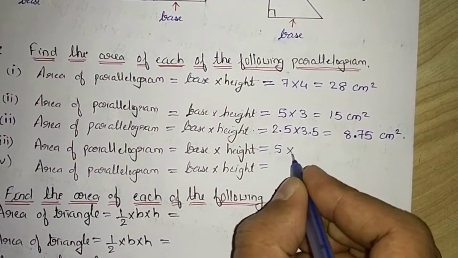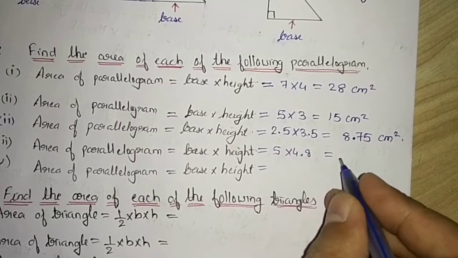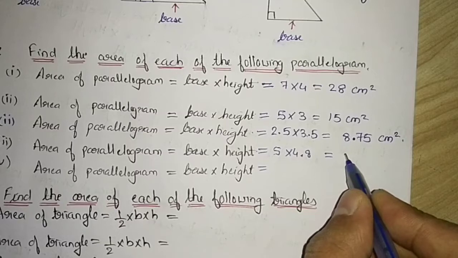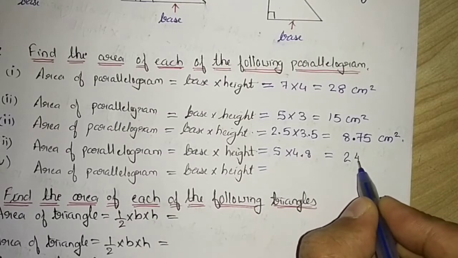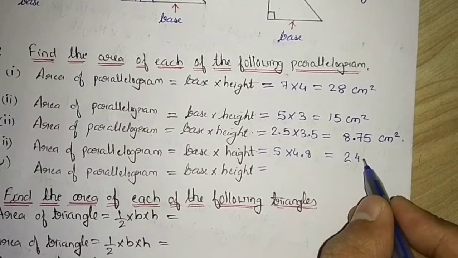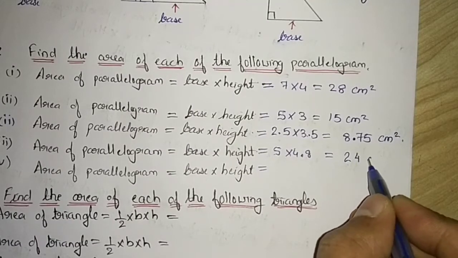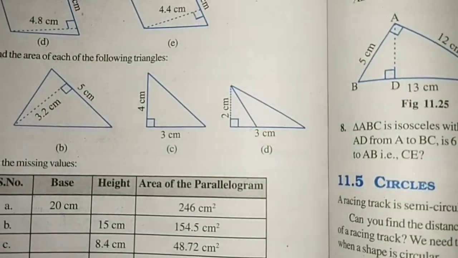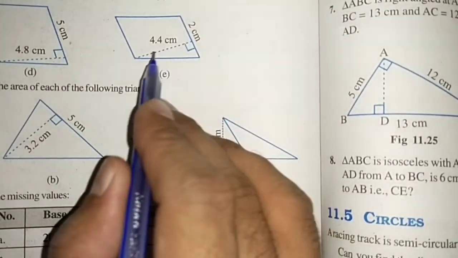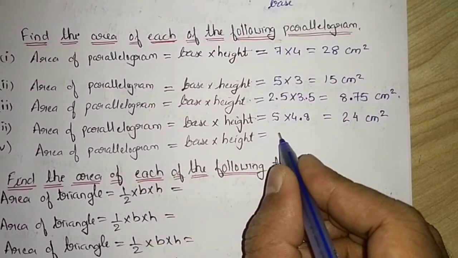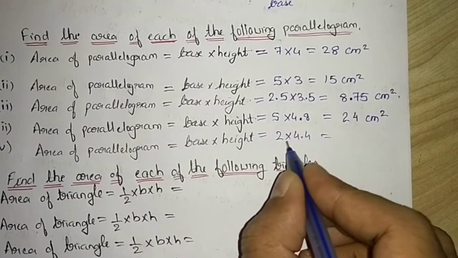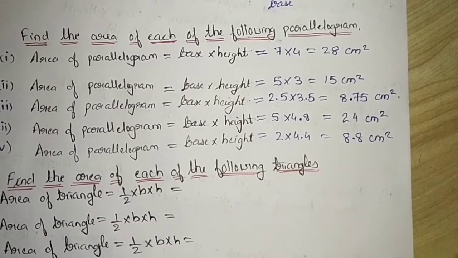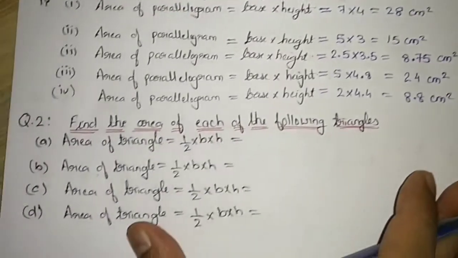5 into 4.8, again ignoring the decimal point, if I multiply, I will get the answer as 240. But since I will return back the decimal point, I will be left with 24.0, which I can write only 24. Now the last part, that is base is 2 and height is 4.4. So our answer is 2 into 4.4. 44 into 2 will give me 88, but 1 decimal point, so I will write 8.8 centimeter square. Now moving to question number 2.